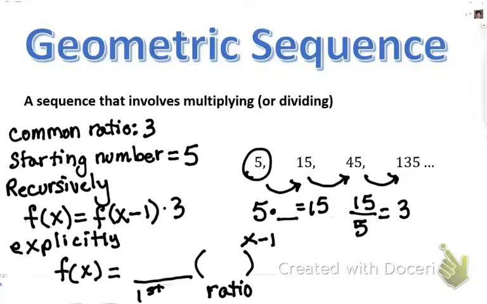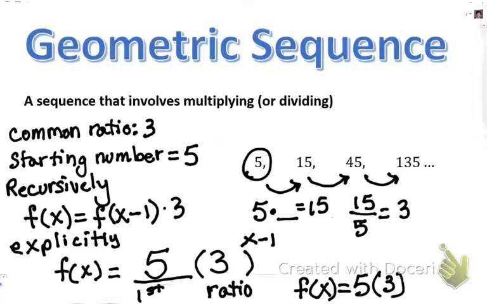So the first number here is 5. The ratio is 3. So our explicit sequence, I'm going to write it again down here, is f of x equals 5 times 3 to the power of x minus 1. You can check your numbers. If you just plugged in an x, you would get the number just to the right on the list of the number you want. And so we plug in x minus 1 to get the correct number in the equation.